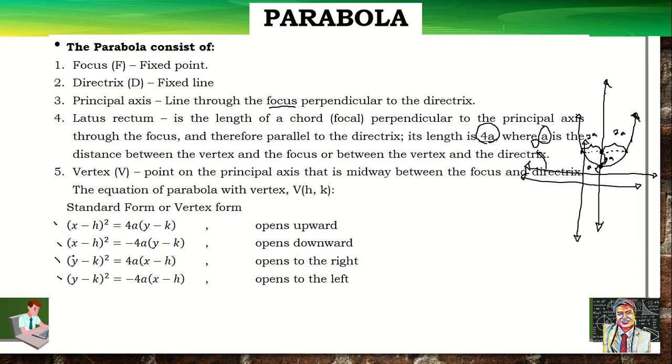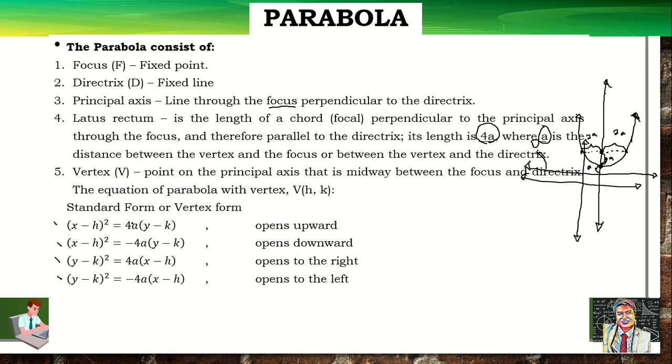Ngayon, kapag kabaliktaran naman, kung yung y variable ang squared, opens to the right siya or opens to the left. Pero kung mapapansin nyo dito, laging kasama ng x yung h. Ganon din ang k at y. Ibig sabihin, ang y variable ay kasama ang y coordinate, at ang x variable ay kasama ang x coordinate.